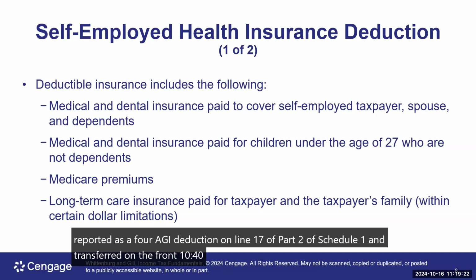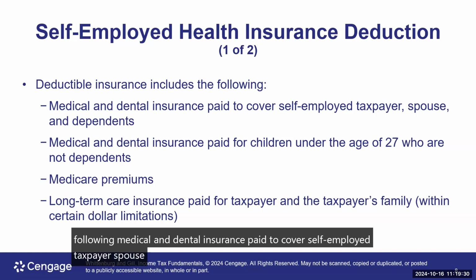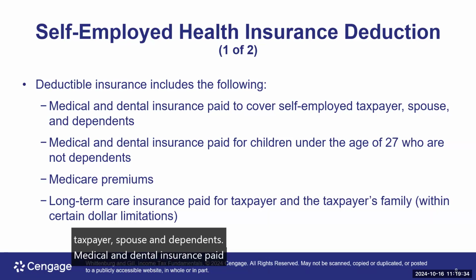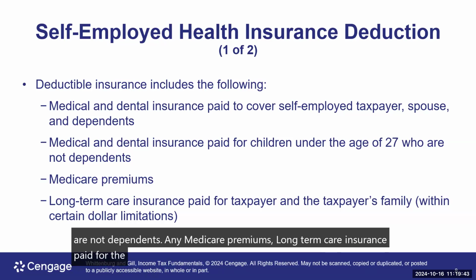Some deductible insurance includes the following: medical and dental insurance paid to cover the self-employed taxpayer, spouse, and dependents; medical and dental insurance paid for children under the age of 27 who are not dependents; any Medicare premiums; long-term care insurance paid for the taxpayer and the taxpayer's family within certain dollar limitations.